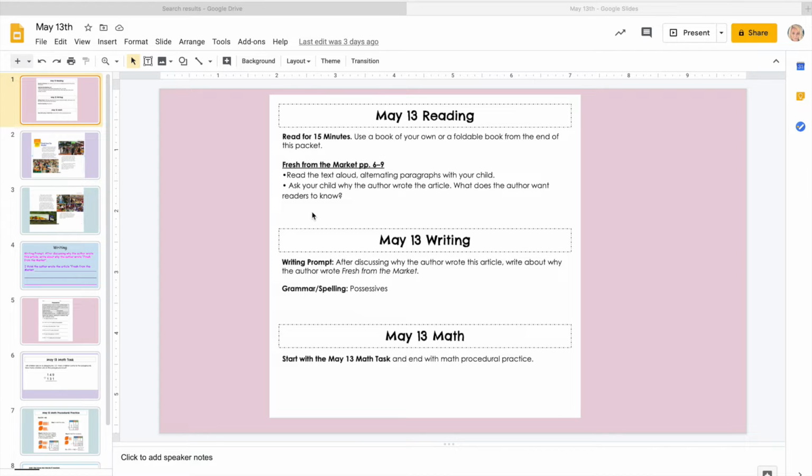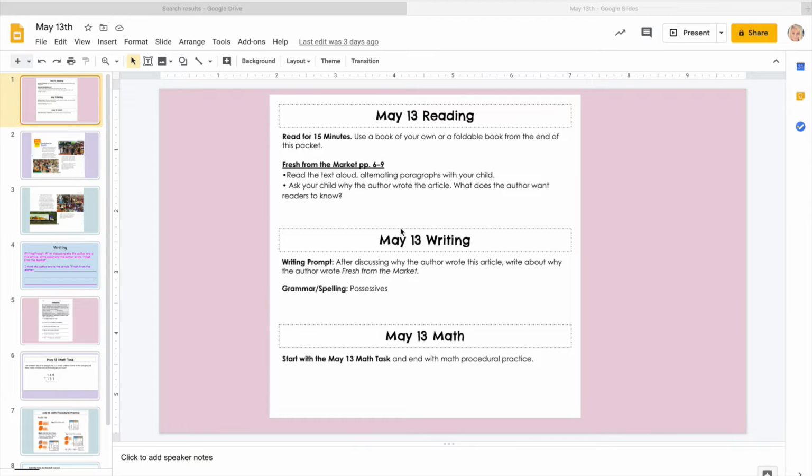Then you're going to be reading a new article, Fresh from the Market, on pages 6 through 9. When you're reading this, alternate a paragraph with either a sibling or a parent, where you will read a paragraph and then you'll have them read a paragraph. And once you're done reading, ask yourself the author's purpose. Why did the author write this article? Also, what does the author want the readers to know?